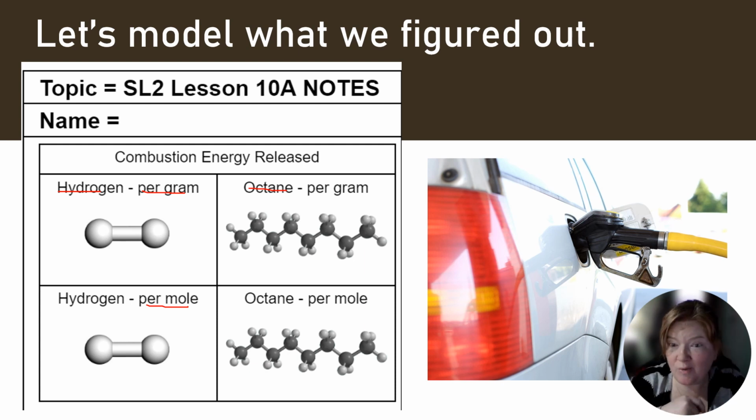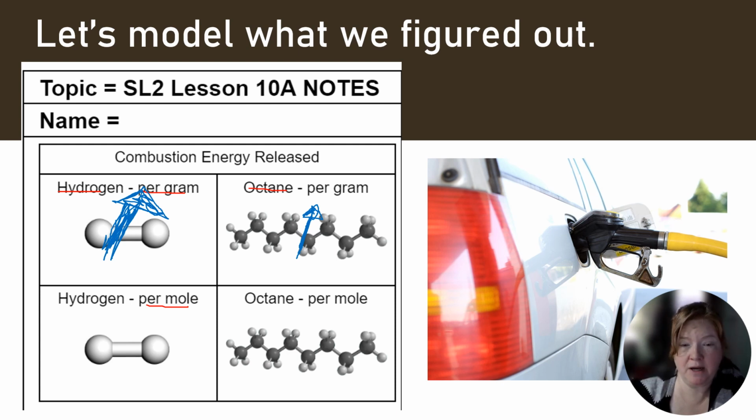But the same amount was not coming out. Hydrogen per gram had a huge amount coming out. So let's represent it by this very large arrow. Per gram, a lot coming out. When we look at octane per gram, it still has energy coming out, but not nearly as much as from hydrogen. Okay, so that's a comparison between the grams.